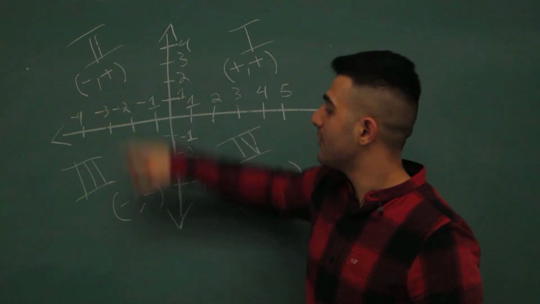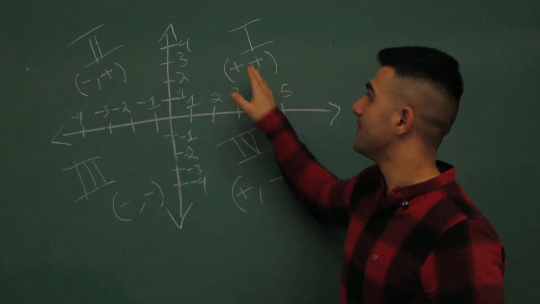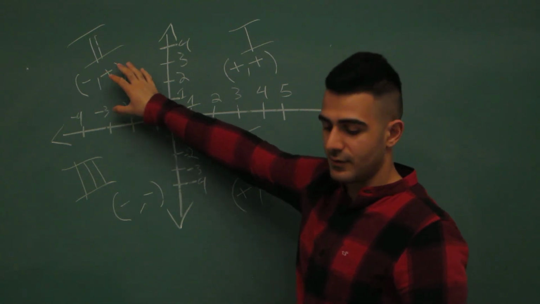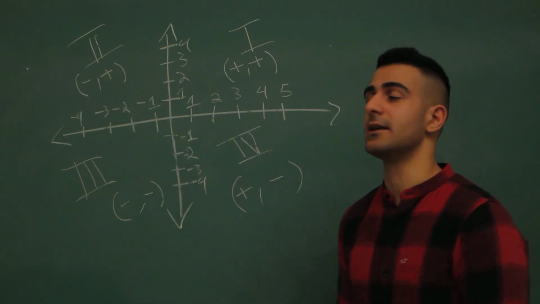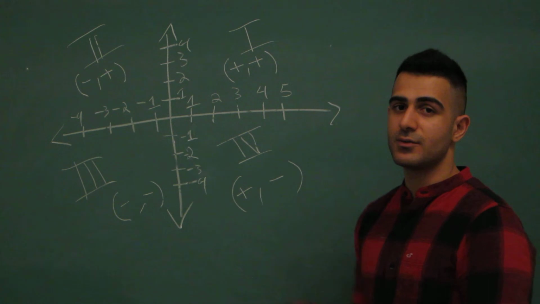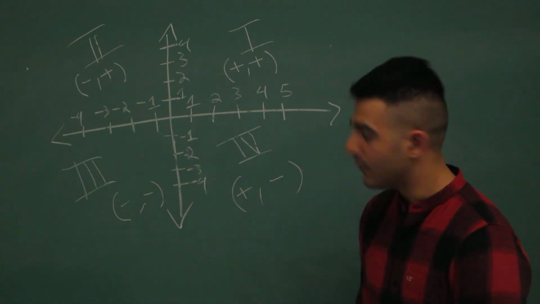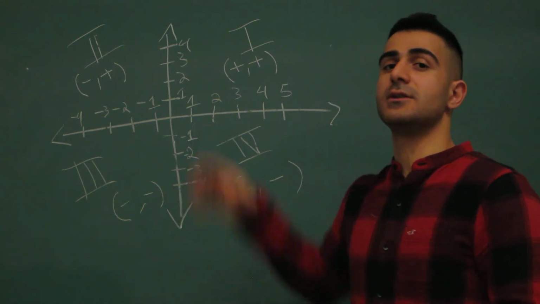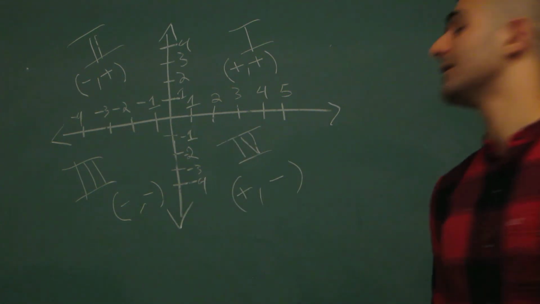And we can see that none of them repeat. They're all distinct. They're all different. This is all positive. This is all negative. This has one positive, one negative. This has one positive, one negative. And that's the relationship between the quadrants and the y and x axis. This has to do with the points, what the values of the points are, if they're positive or negative for the x and y.